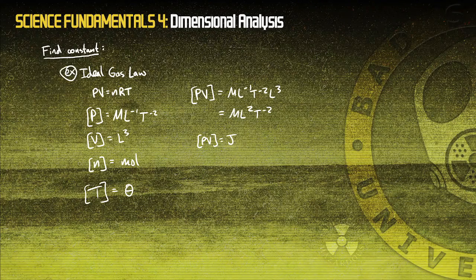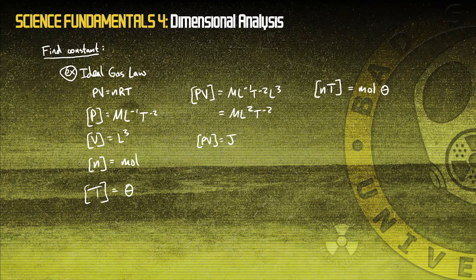So we're going to look at NT now. The number of moles times the temperature. So that's mole times theta. So when you're looking for the constant, you know that the constant is going to divide out all of the units adjacent to it for the quantities adjacent to it, and then add in the units of what the other side of the equation is.